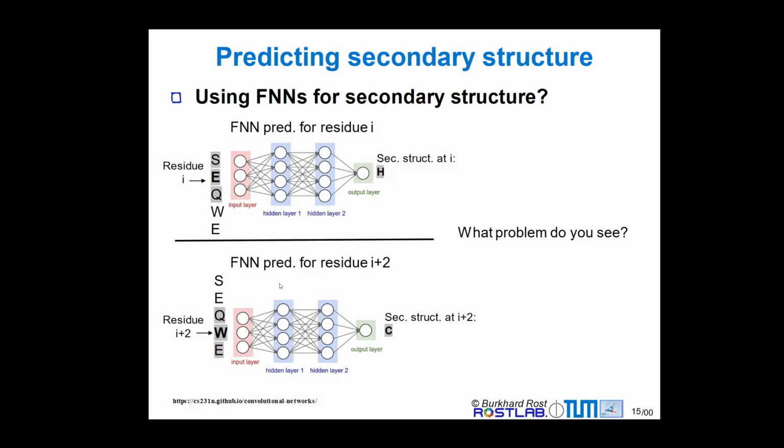And then we move this FNN over the sequence in a sliding window fashion. And then we are at the W, for example, so I plus 2. We have a window size of 3 in this example, and here we predict a C, just as an example. What general problem would you see with such an approach? Is there anything that comes to your mind, also in the direction of whether a feed-forward neural network is the right architecture choice for this problem? Or what problems would you see with choosing an FNN?